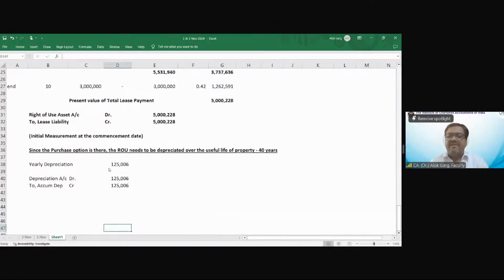Now let's go to the lease liability part. So depreciation, we have initially measured and recognized my ROU. I have depreciated ROU. Now let's go to the lease liability. What happens with the lease liability? Friends, first of all, let's prepare the lease liability schedule, because every year I have to charge interest also, and then I need to make a payment also.